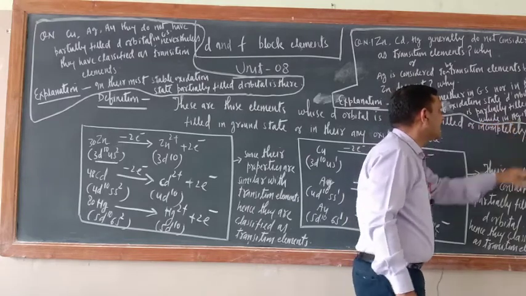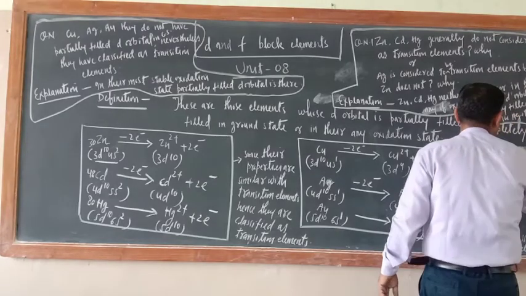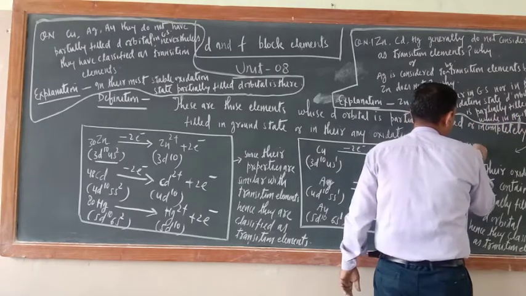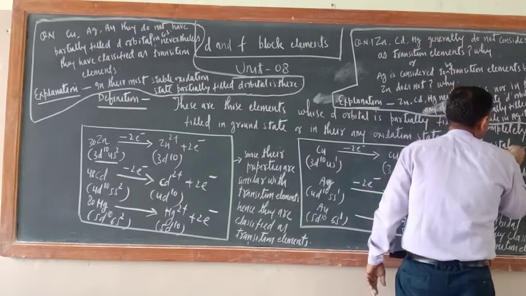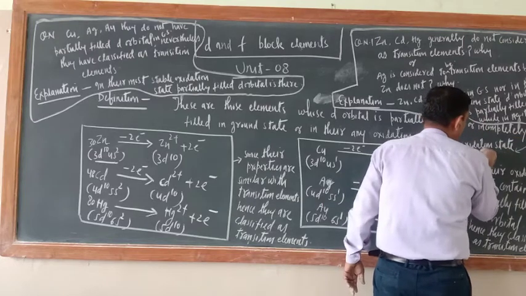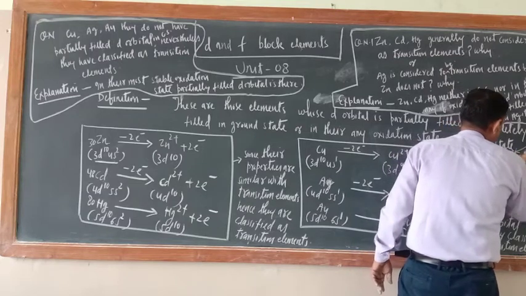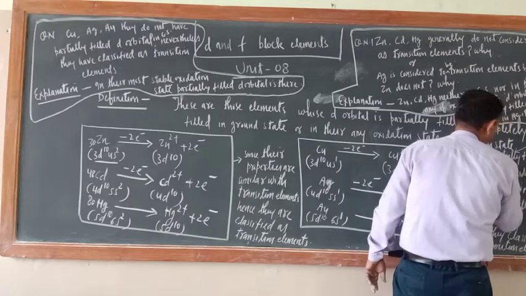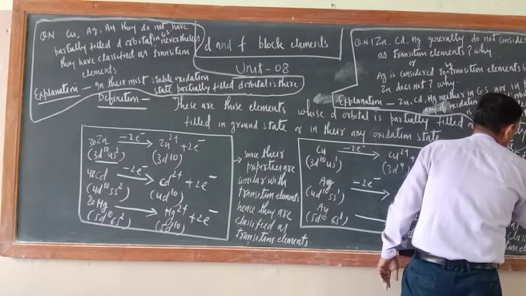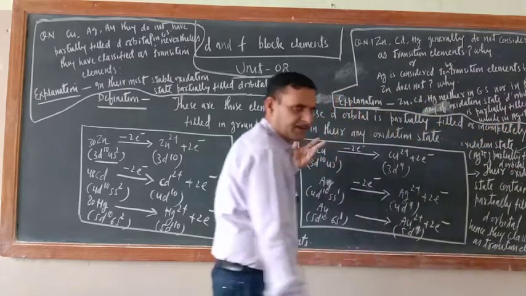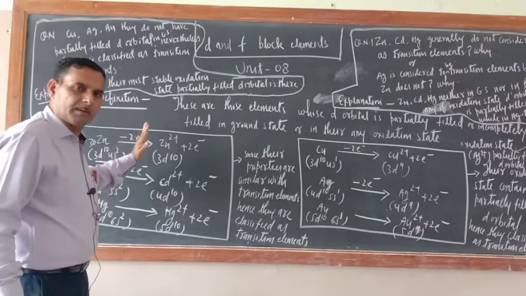While in Ag, I am writing this side, in its oxidation state, that is Ag2+, a partially filled d orbital is there. That is why they are classified. In this way, just two sets of questions are completely dealt with by me.